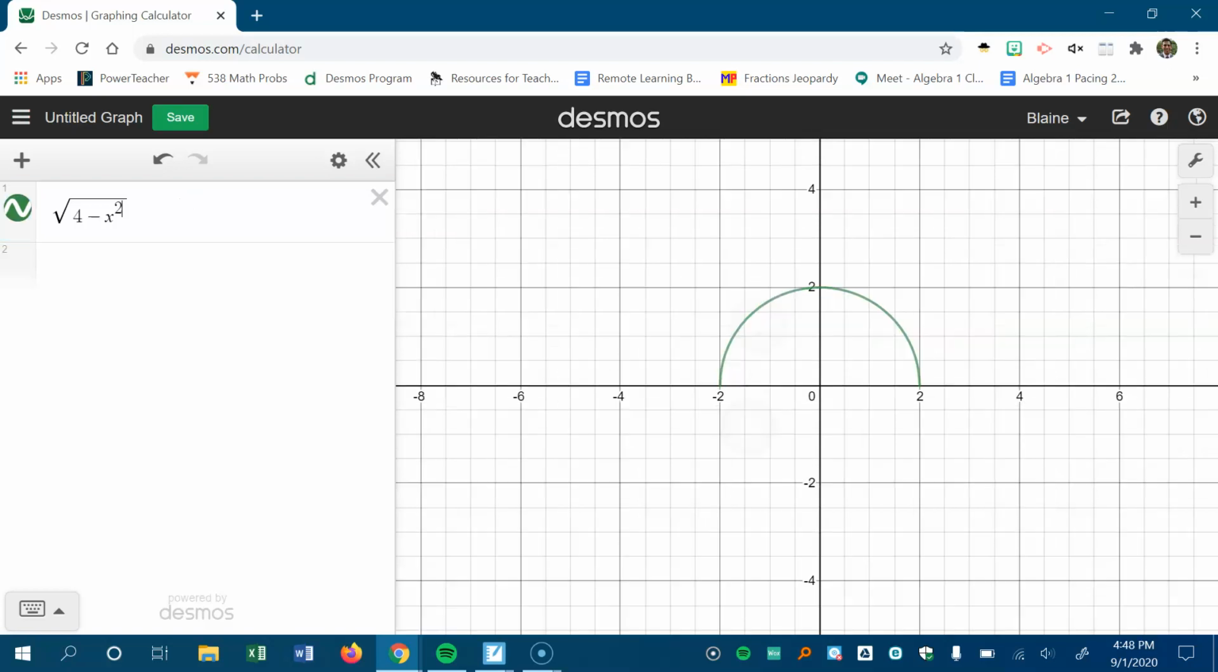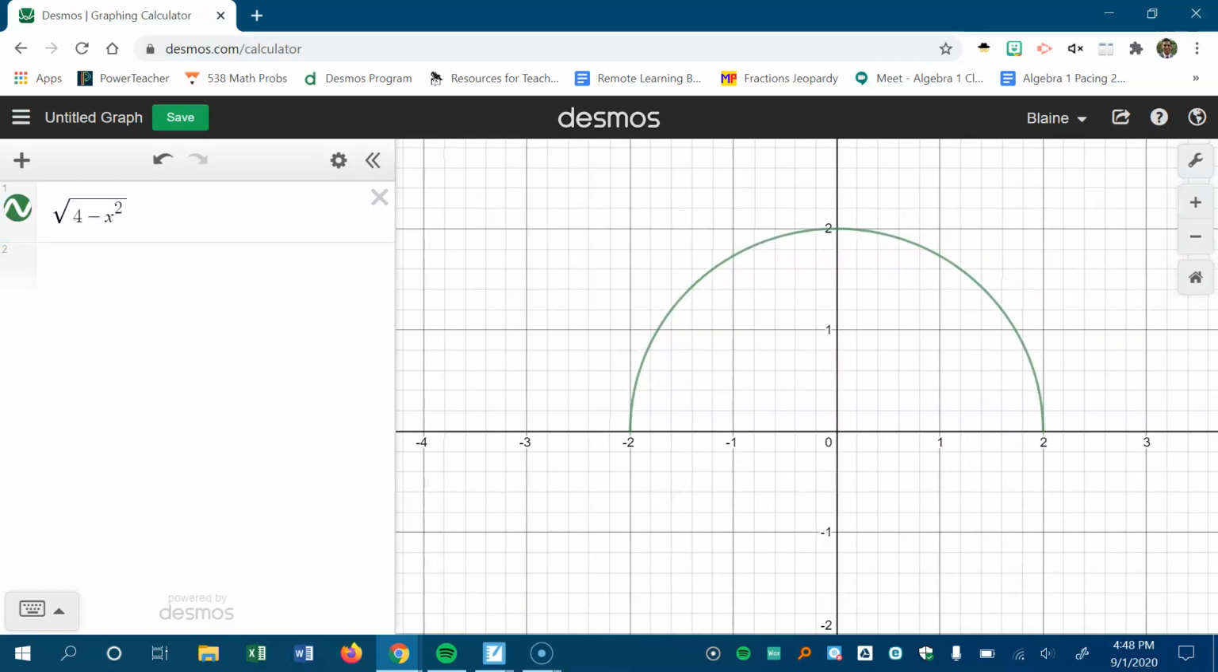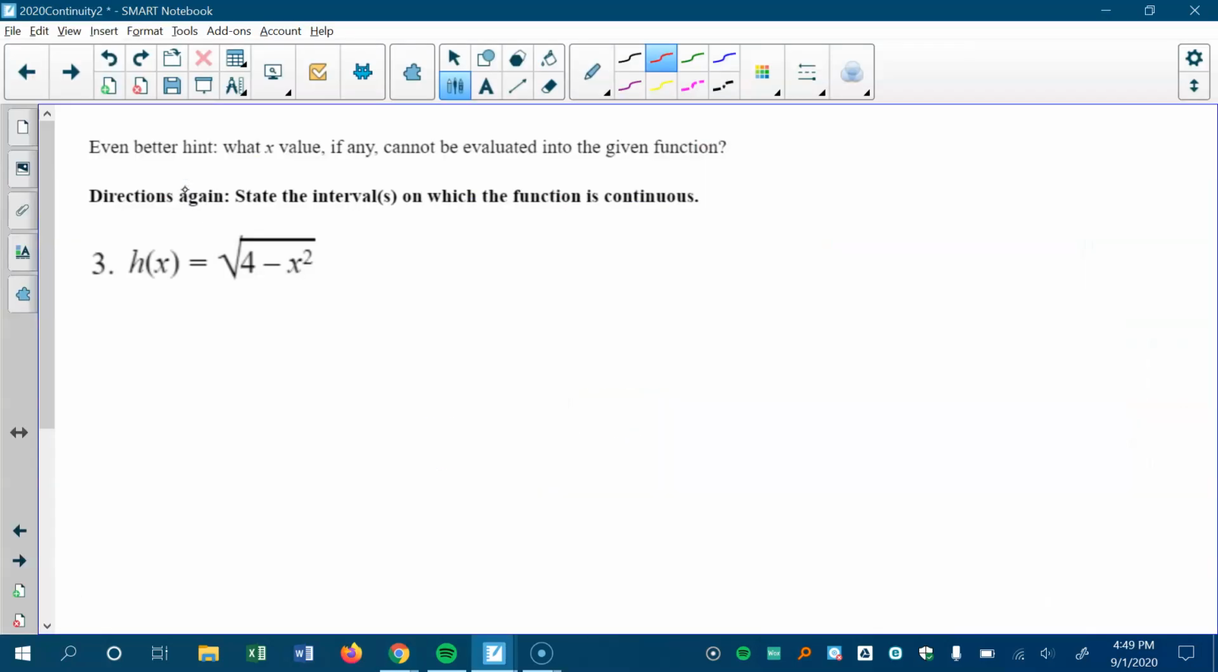All right, now when I zoom in here, it looks like the graph is green. I can plug in any x value in between -2 and 2 inclusively. I cannot plug in any number outside of -2 and 2. So I'm going to say that the function is continuous on -2 to 2, including -2 and 2. So this is option 1.